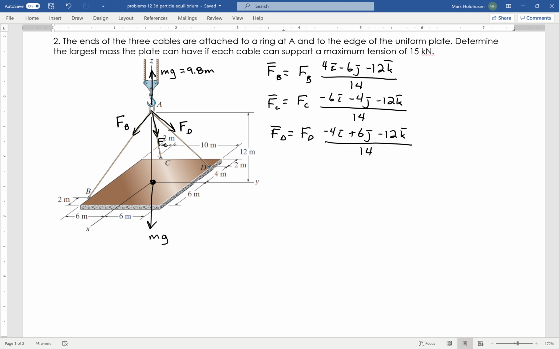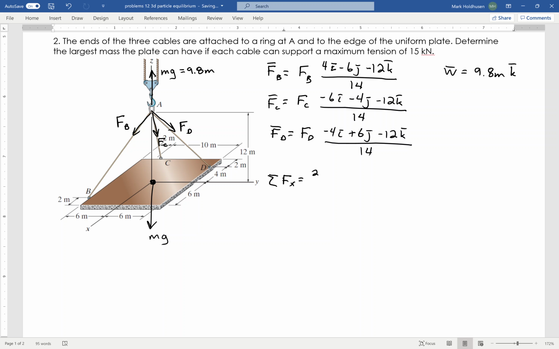I have also got what I'm calling my weight. I'll throw that up over here, and that's going to be 9.8 times m, in the k direction. So those are all of my forces. Now what I'm going to do is sum all of those x, y, and z components. Start with my x components, and I'm basically going to divide everything by 2. So instead of 4/14, I'm going to do 2/7.